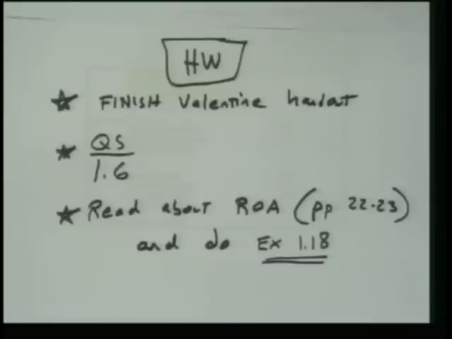Okay, let me give you your homework. Here is the homework I want you to do. I want you to finish the Valentine handout. I want you to do Quick Study 1.6. And then I want you to read about return on assets, ROA. It's on pages 22 and 23 in your book, and do exercise 118.